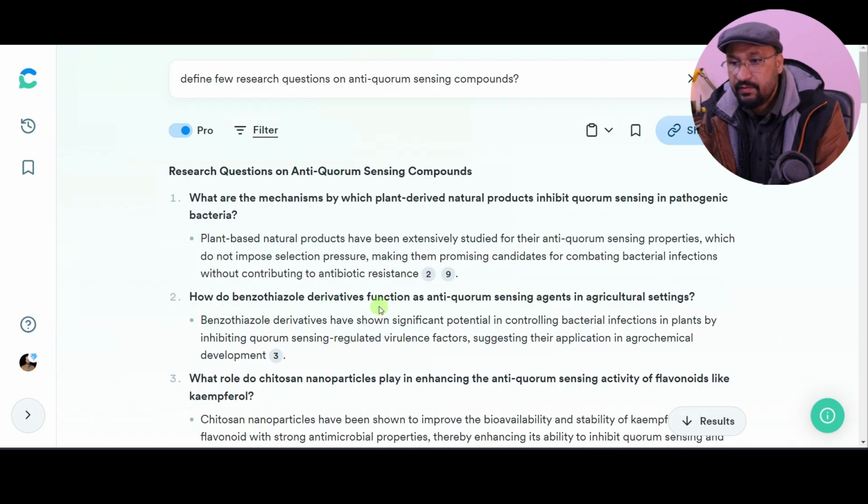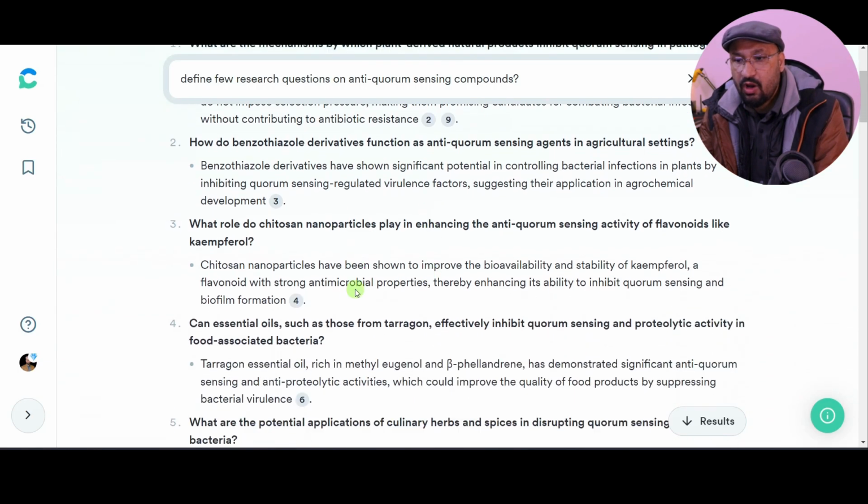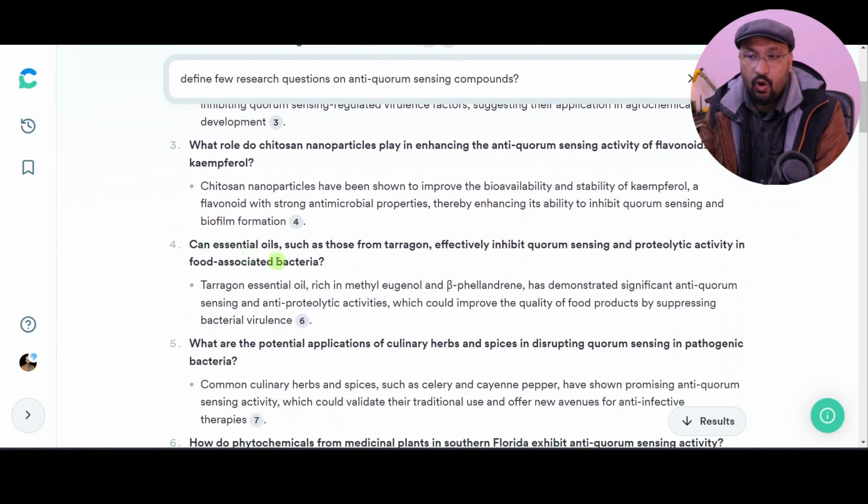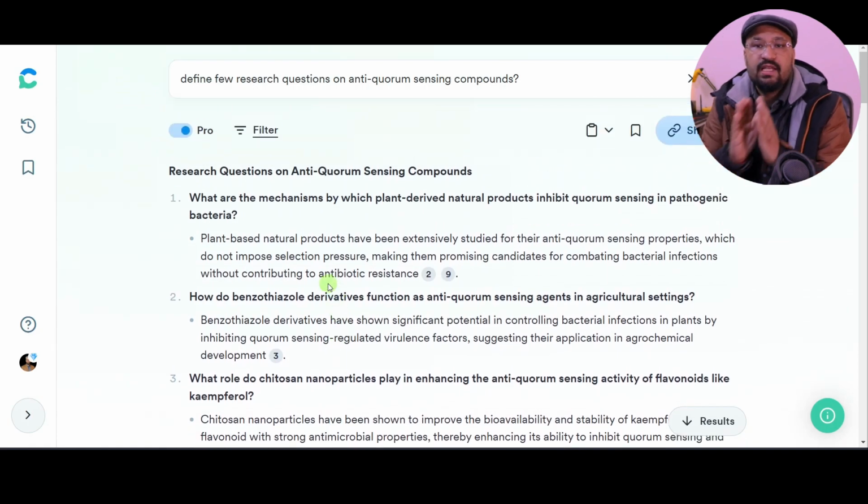benzothiazole derivatives function as anti-quorum sensing agents in agriculture settings? It's a very good research question. So you're getting lots of research questions. Can essential oils, such as those from tarragon, effectively inhibit quorum sensing and proteolytic activity in food-associated bacteria? So Consensus AI is also going to help you with defining your research question.